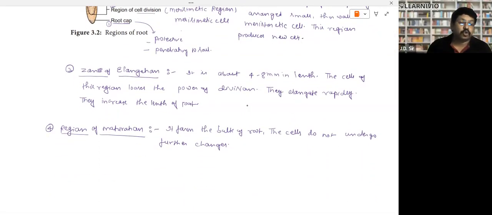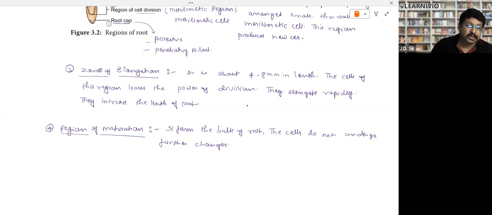Behind that, there is a zone of elongation. It is about 4 to 8 millimeter in length. The cells of this region lose the power of division. They elongate rapidly and increase the length of the root, right?